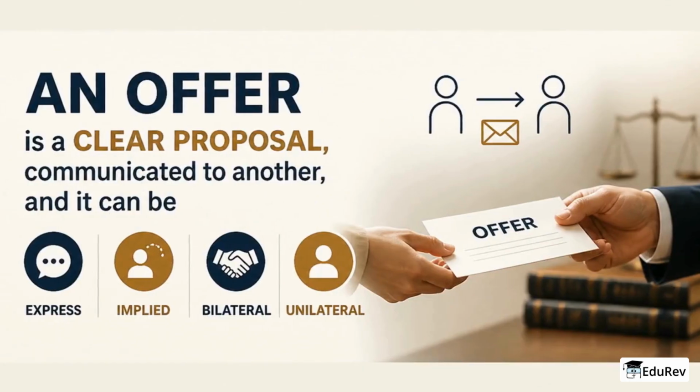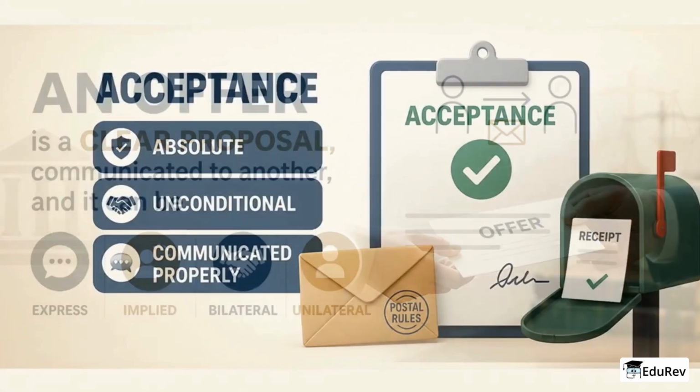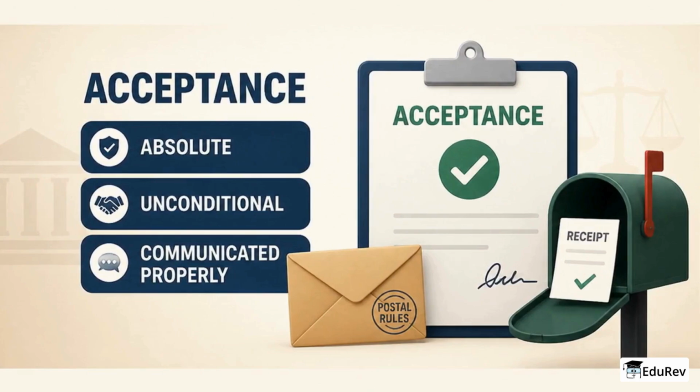An offer under Section 2A is a clear proposal communicated to another, and it can be expressed or implied, unilateral or bilateral. Acceptance under Section 2B must be absolute, unconditional, and communicated in the prescribed or a reasonable way, with postal and receipt rules applying.